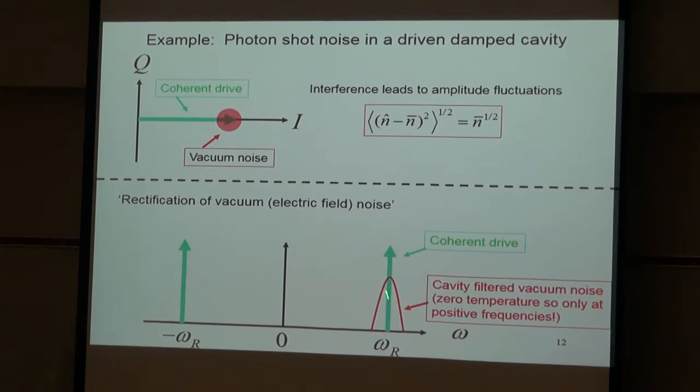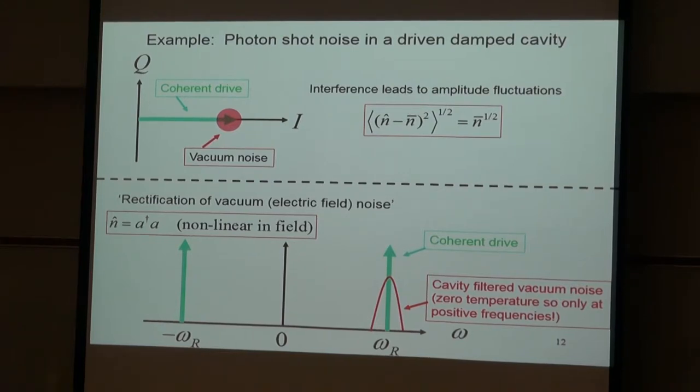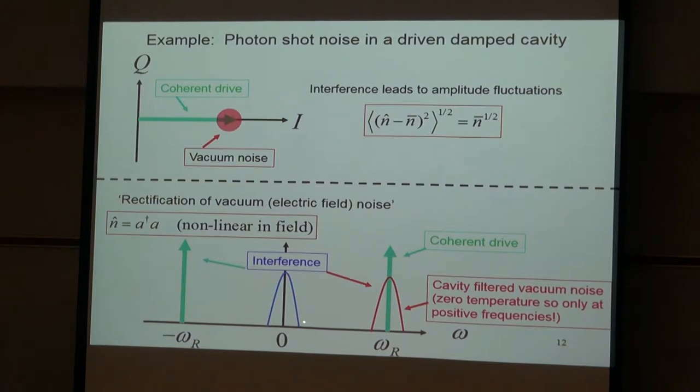And what happens now if I think about the photon number? Well, that's quadratic in the electric field. So I can get interference between this classical drive at negative frequency and this vacuum noise at positive frequency, and the product is going to be at very low frequencies. The interference is going to be down here at low frequencies around zero with a width given by the cavity line width. And that is the spectral density of the shot noise.